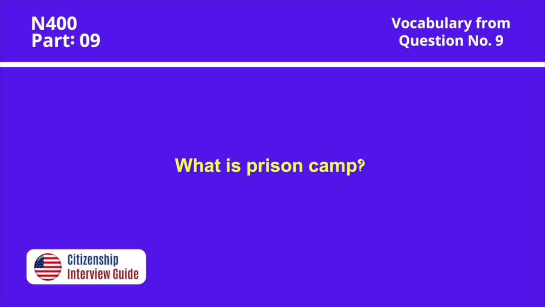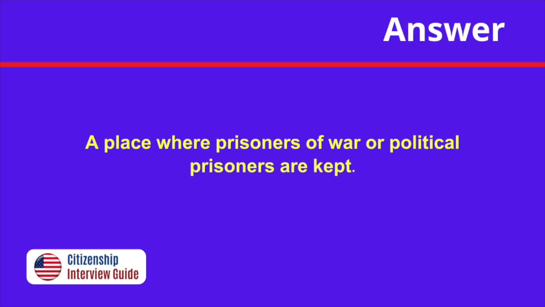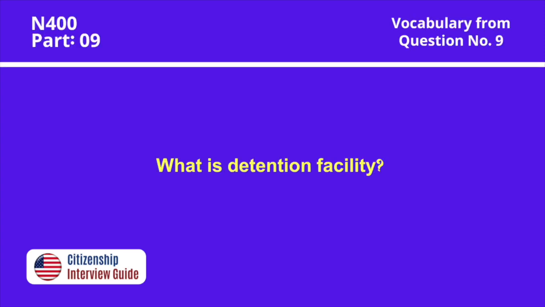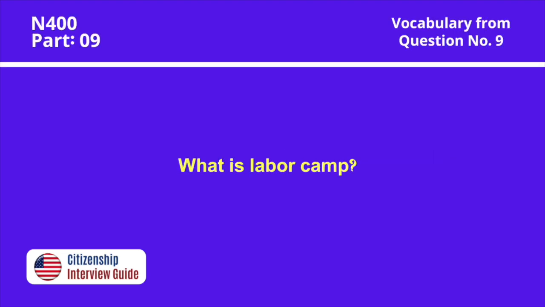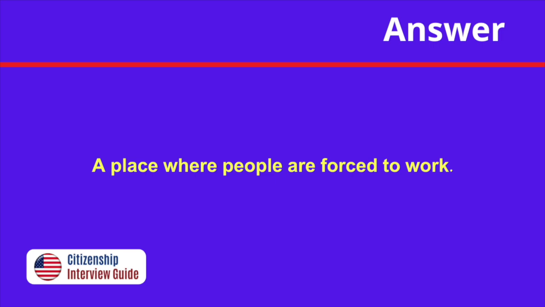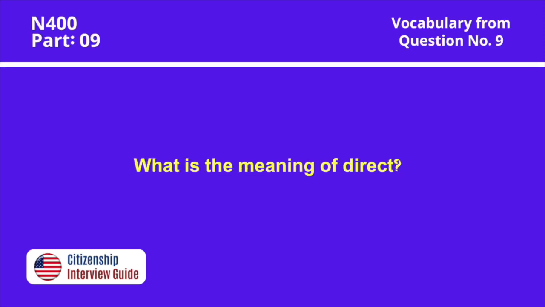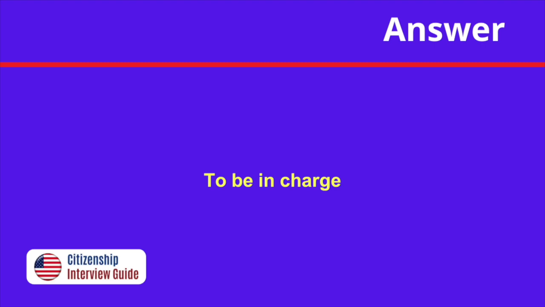What is prison camp? A place where prisoners of war or political prisoners are kept. What is detention facility? A place where people are forced to stay. What is labor camp? A place where people are forced to work. What is the meaning of direct? To be in charge.